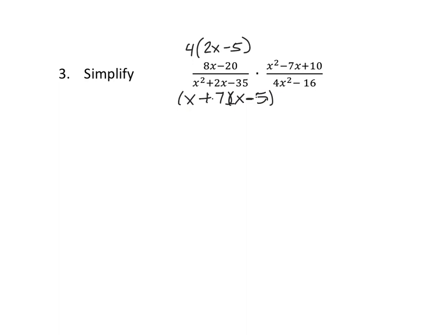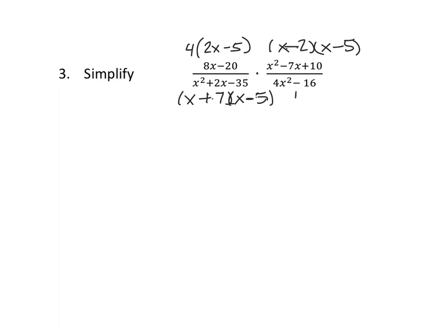This one the same, no greatest common factor. There's 3 terms. I should be able to factor by trial and error, x and x. Got a positive 10, tells me both signs must be negative. And again, 2 and 5 will give me a product of 10 and will give me the negative 7 in the middle.